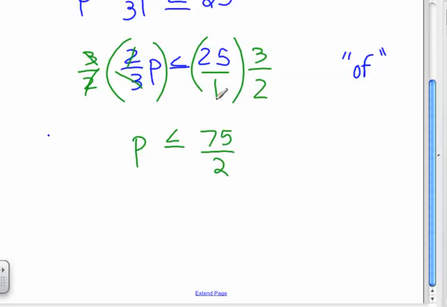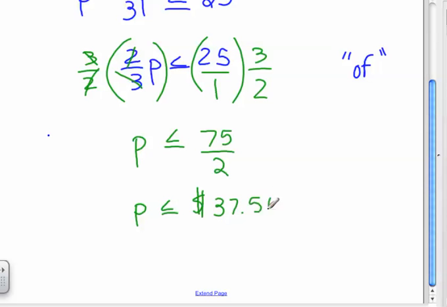The price has to be less than or equal to 75/2. I want it in numbers, like in decimals for money. So 75 divided by 2, what is that, Liam? I'm going to put my $ sign there because this is money.